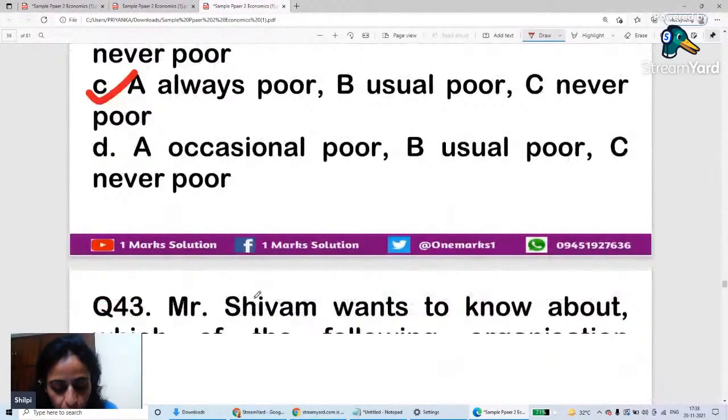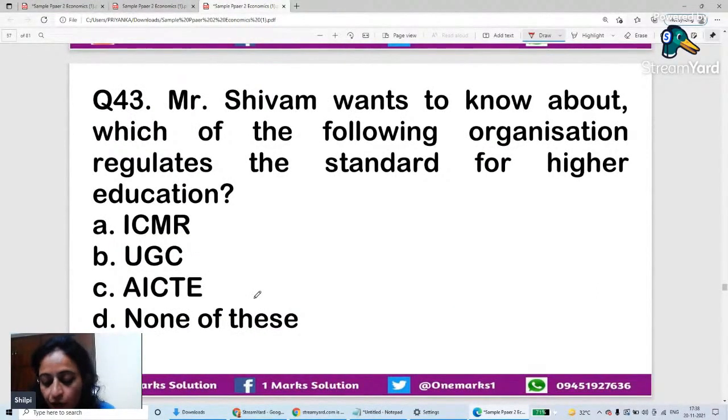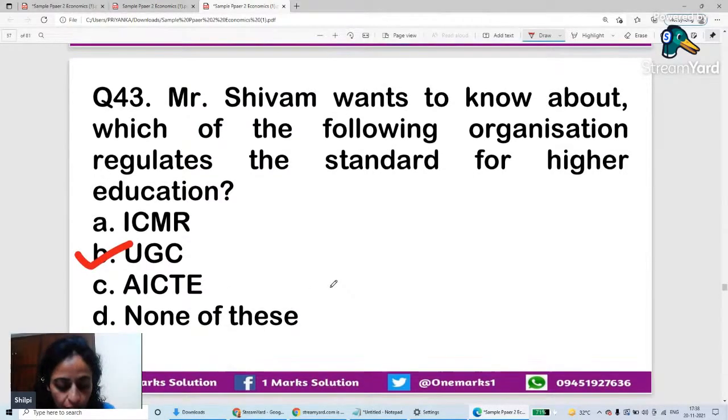Question number 43. Mr. Shivam wants to know which of the following organizations regulates the standard for higher education. If we talk about higher education, we talk about the universities. So option B is the correct option. UGC is responsible for higher education in India.